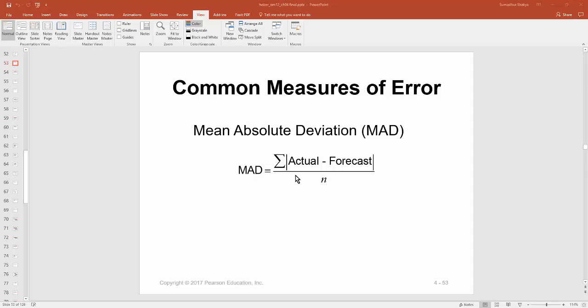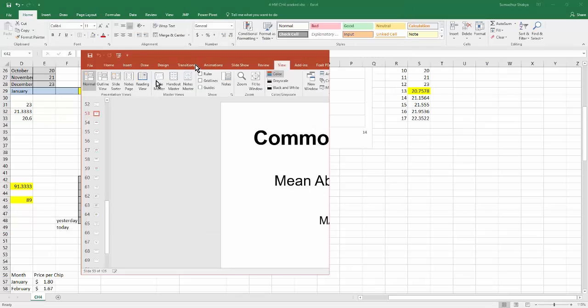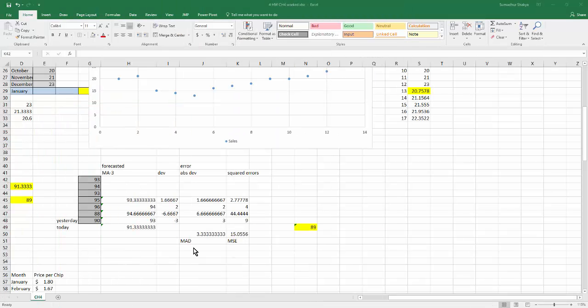So see, this is how it is represented in the formula, right? Mean absolute deviation is the summation of these vertical lines, which represent the absolute values, which means we ignore the positive or the negative sign. Actual minus forecasted divided by n. Okay, so this is what we have done here.